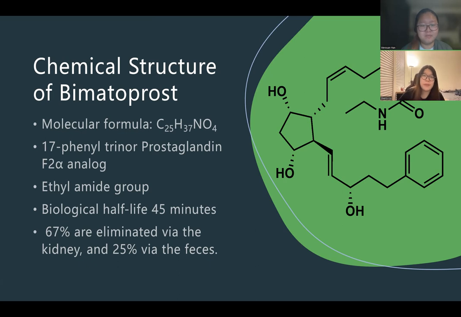For the chemical structure, it has 25 carbons, 35 hydrogens, 1 nitrogen, and 4 oxygens. The 17-phenyl trinor prostaglandin F2 alpha is a metabolically stable analog of PGF2 alpha, and it's a potent agonist for the FP receptor. It binds to the FP receptor on alveolar luteal cells with a relative potency of 756% compared to the value of PGF2 alpha. Notice the ethyl amide group. This group is crucial for its biological activity. Also, you can see the stereocenters, and their specific configuration is key to the drug's effectiveness.